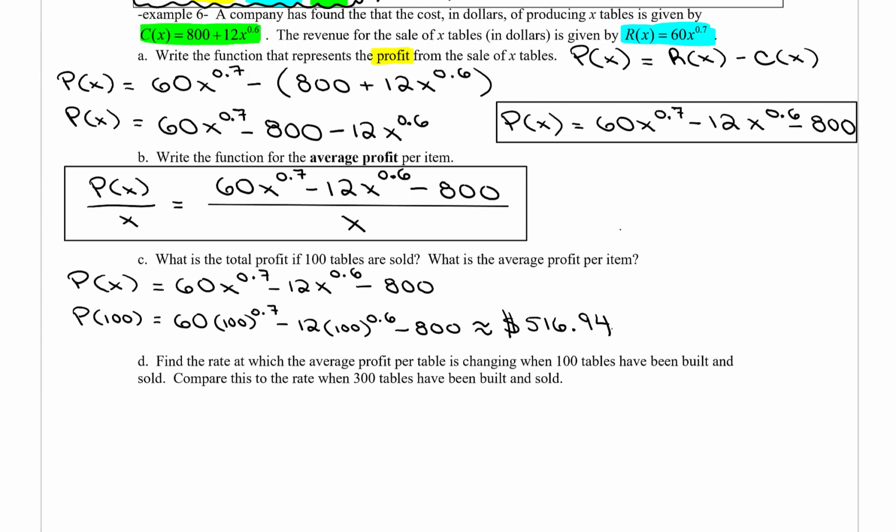So we just need to take the profit here that we got for 100 items and divide it by 100. Before I do that, let me write right above the answer that I just boxed: total profit if 100 tables sold.